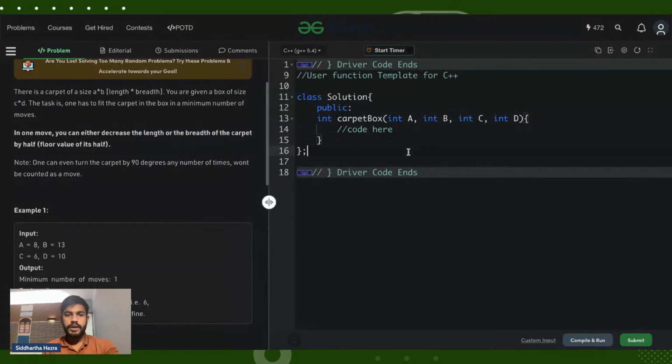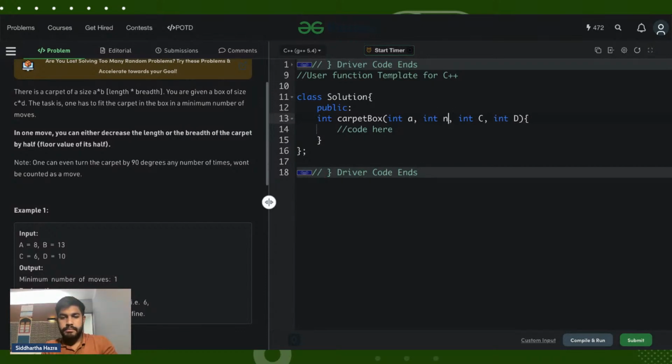Just give me a quick. Share screen, tab, carpet in a box, and we are good to go. Visible? Yes, it's visible. Okay, so I'm a very lazy person, I won't be hitting the tab again and again.